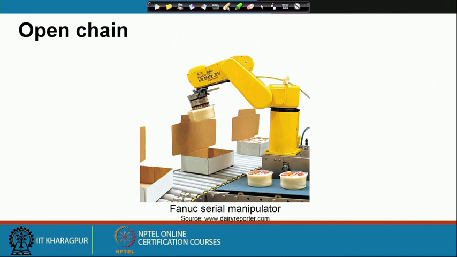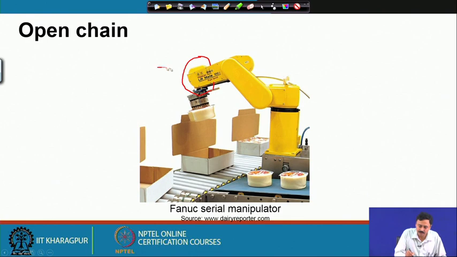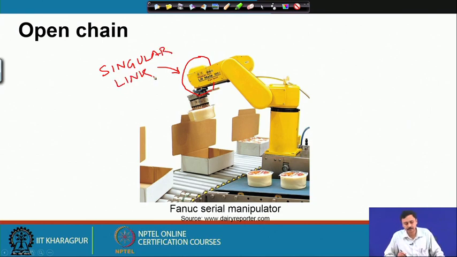Whereas, this robot is a serial manipulator from Fanuc. This has got a link which is partially visible here, it is on the other side, which is connected to the end effector, and there is nothing after that. So, this is a singular link, and therefore, this is an open chain.